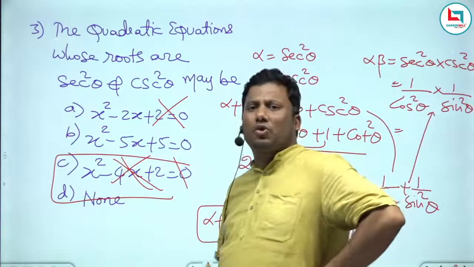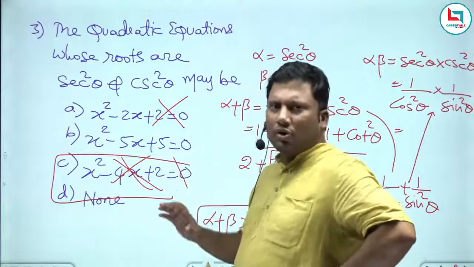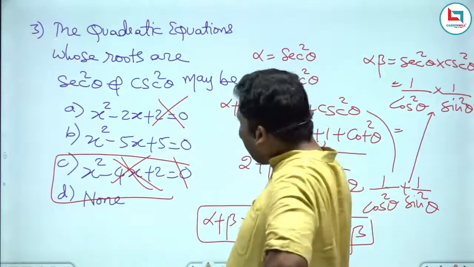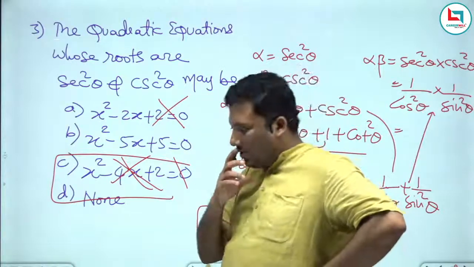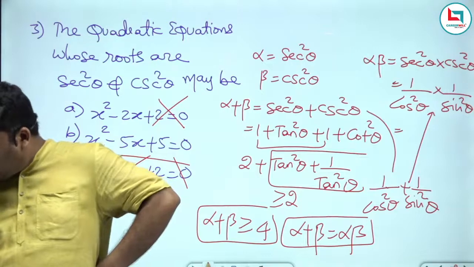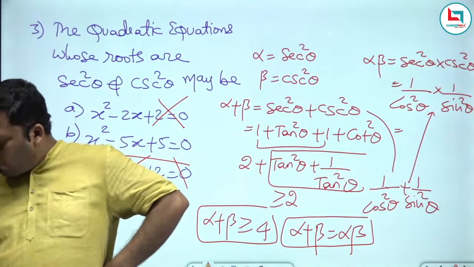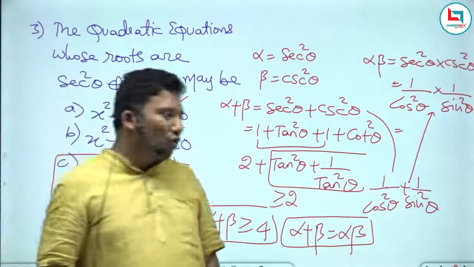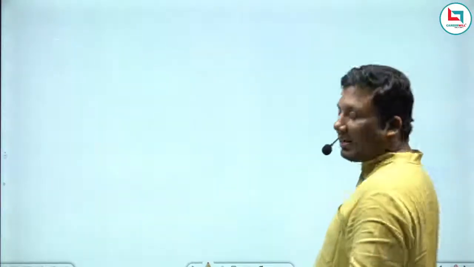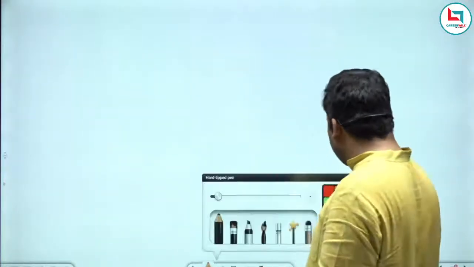Very, very good question, sir. Extremely good question. It looks like a trigonometric question. Trigonometric identities are used in a quadratic equation. Next, let us solve some more very good questions. Fourth question. These are all intermediate CAT level questions, sir.